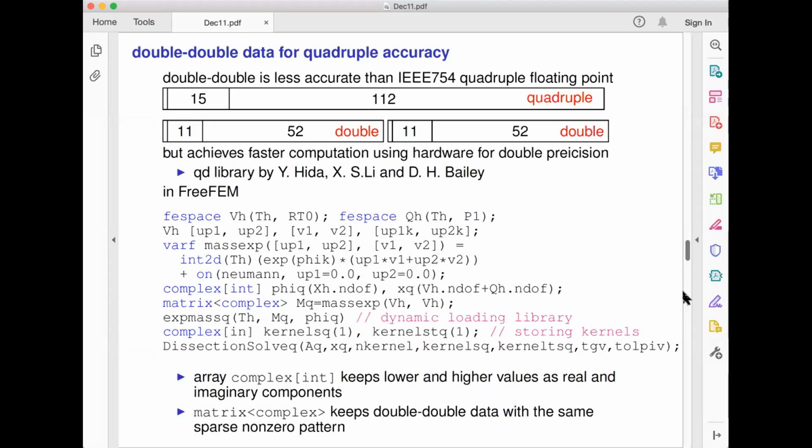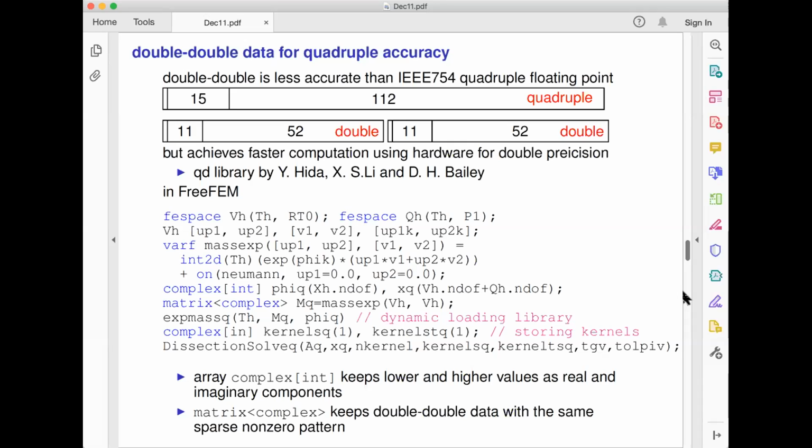So an idea is to use complex data to carry two doubles. For example, the higher double and the lower double are treated as real and imaginary parts. So, for example, a complex array can keep this kind of quadruple number. Also a matrix with the complex type can inherit the same structure of the sparse pattern, but keep the quadruple data in the complex matrix. In this way, I can keep the data in FreeFEM source code.